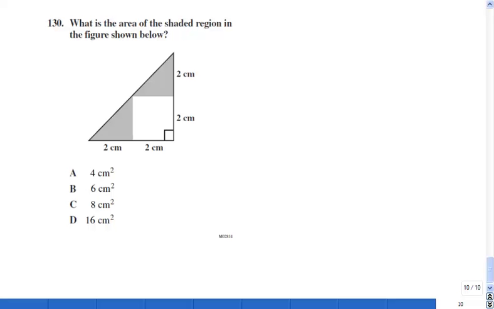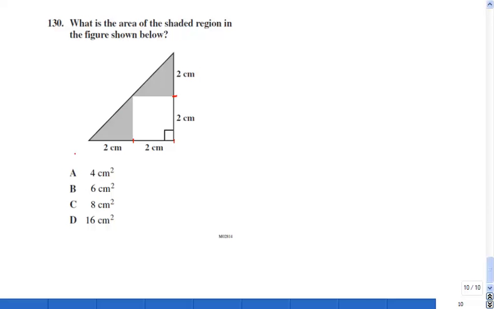The problem asks what is the area of the shaded region in the figure shown below. As you can see, you have a right triangle. From here to there is 2 centimeters. Here is also 2 centimeters. And I have a shaded region given to me, and I have to find its area.